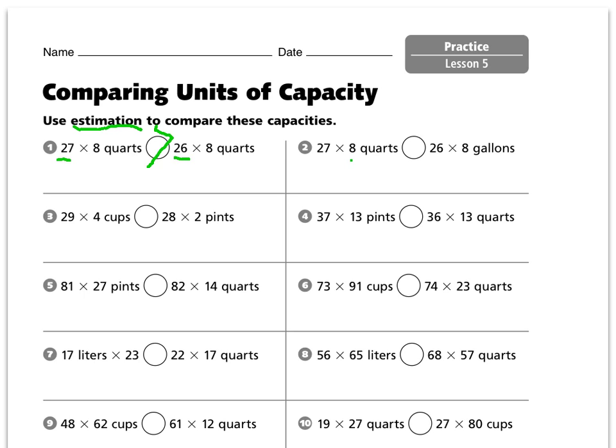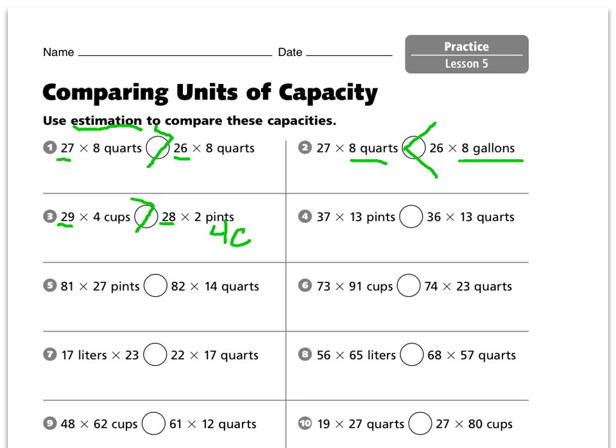27 times 8 quarts or 26 times 8 gallons. Well, you know that 8 quarts is going to be less than 8 gallons, and so 26 times 8 gallons would be greater. 29 times 4 cups, or 28 times 2 pints. You know that 2 pints equals 4 cups, so it's really just 29 and 28 that you're looking at, and so 29 times 4 cups would be greater.